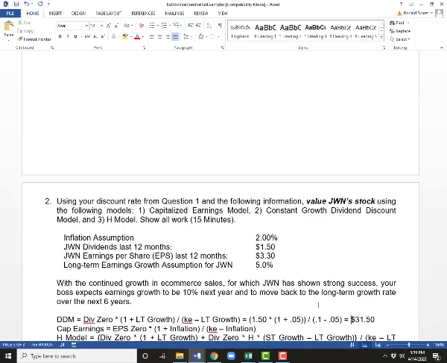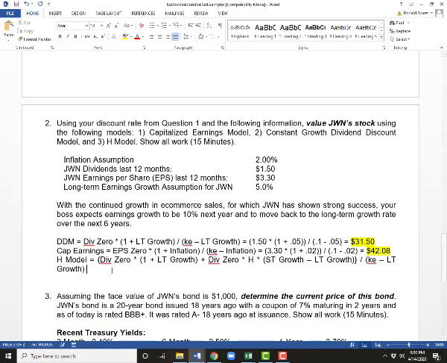So there's your answer on the first one. Then we do the cap earnings. For the cap earnings, we want EPS 1, and there it is, 3.30. That's given to us right there, times 1 plus inflation. Inflation is 2%, there it is right there. So plus 0.02. We'll divide that by the discount rate minus 0.02, and that should give you 42.08. If you're not getting these numbers, then just double check your parentheses. Make sure you're doing your parentheses correctly.